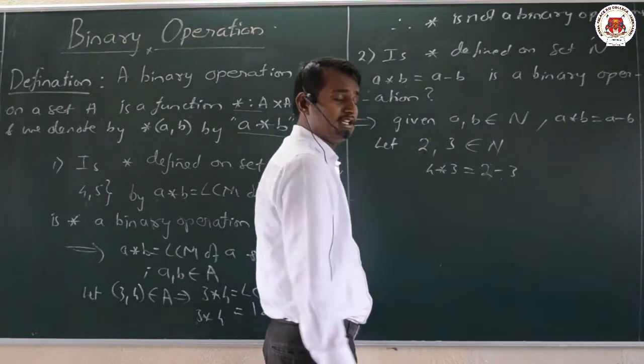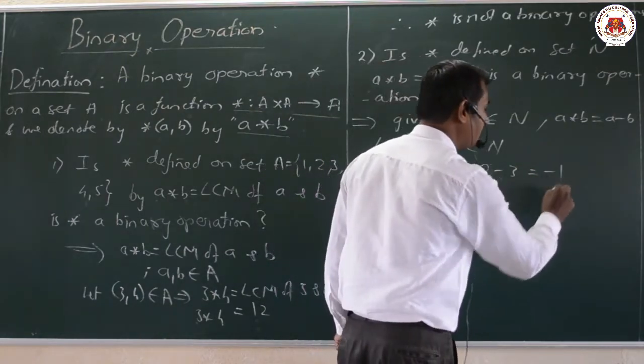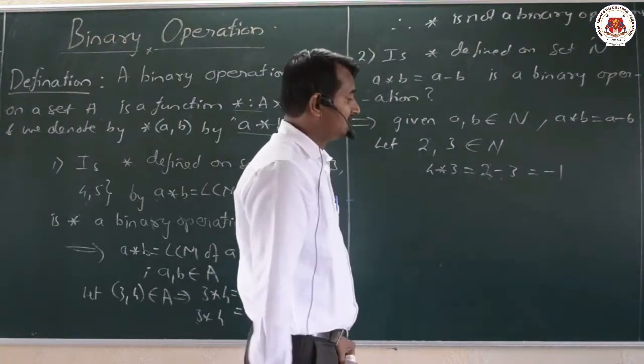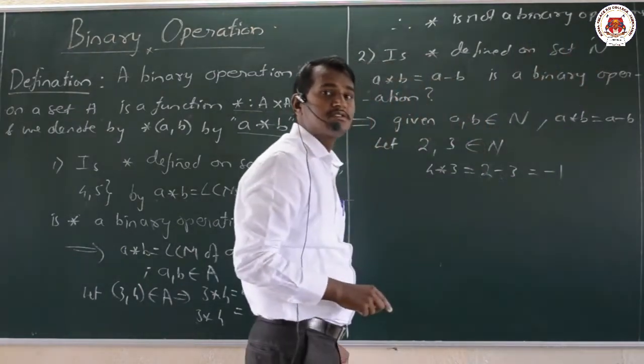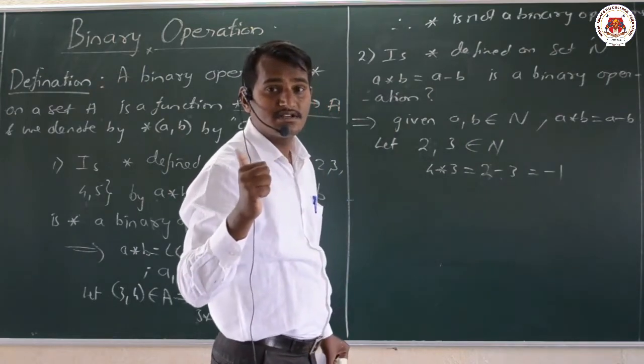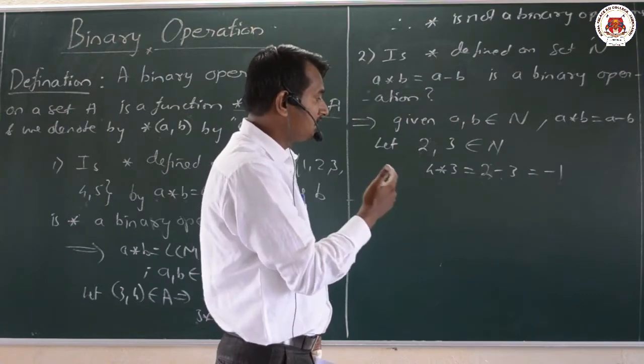2 minus 3. Now 2 minus 3, what is the value here? The value will be minus 1. Now does that minus 1 belong to the set of natural numbers? It does not belong to the set of natural numbers. What is the meaning of it?